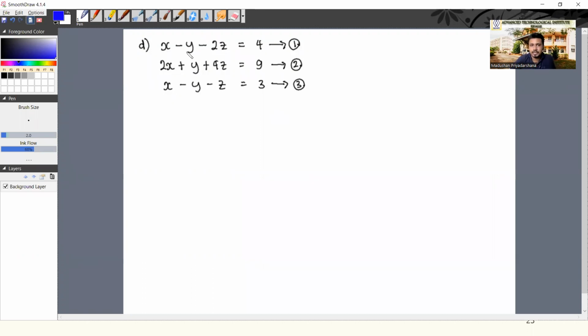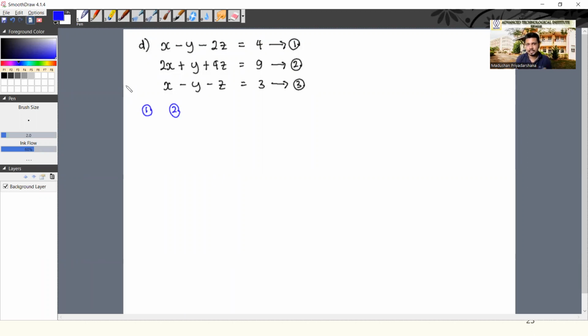So here the absolute value of y is equal. Then let's consider the first two equations. So let's take the first two equations here, equation 1 and equation 2.